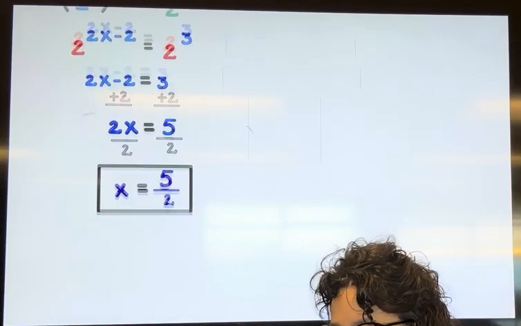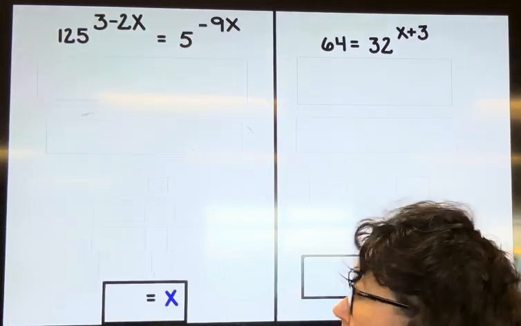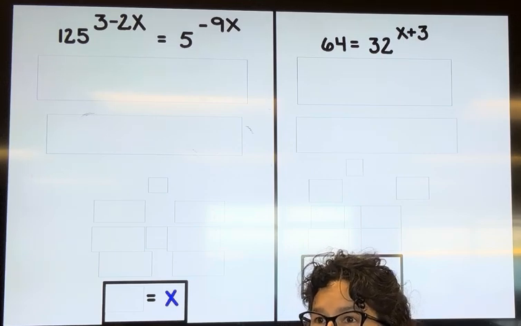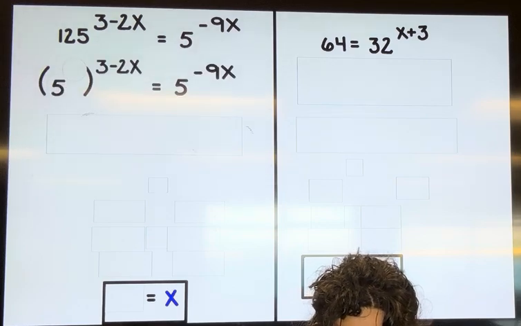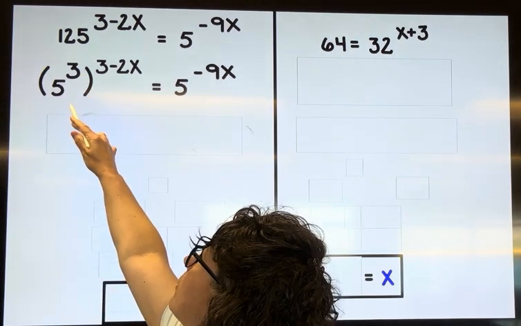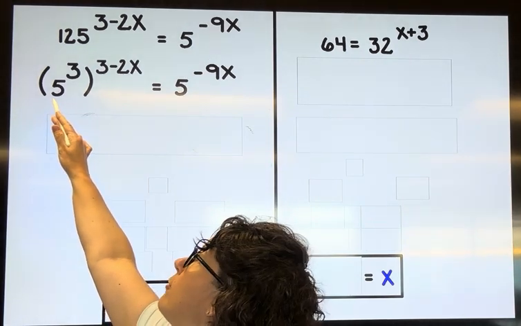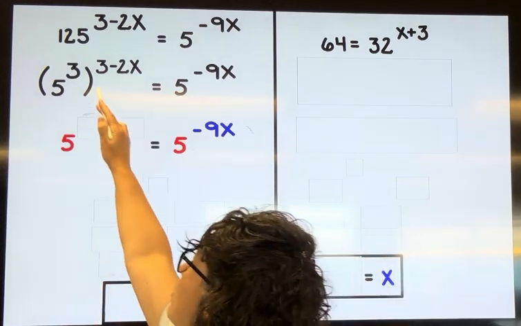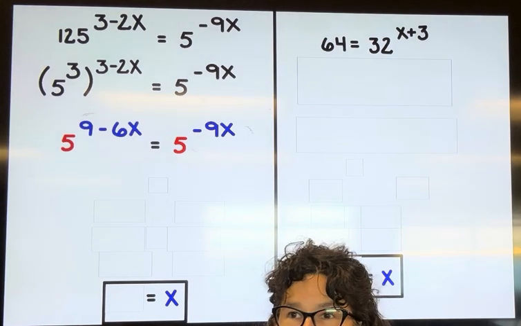Okay, so here's just a couple more really quick. In this one, the number 125 and 5, we want to get them to both be the same base. And 125 is the same thing as 5 to the third power. So I'm replacing the 125 with 5 cubed, and now those 5s are the same. Then from there, power to a power, multiply. So I can do 3 times 3 is 9, and 3 times negative 2 is negative 6x.